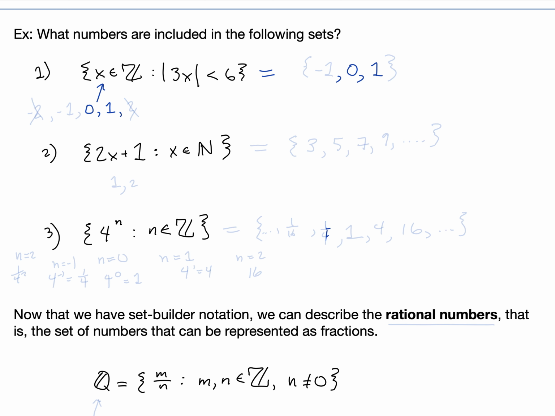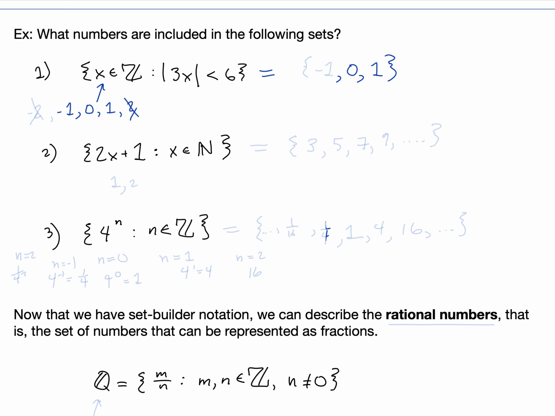And what about the element 2? 2 times 3 is 6. The absolute value is 6, which is not less than 6. So 2 is not in there. So 1 is the largest value in that set. What about if we plug in -1?